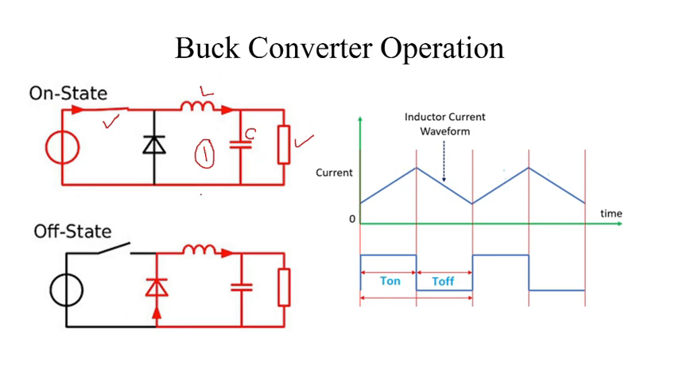Okay, during the on state, the load is getting the power from the source, and during the off state, the load is carrying the current through this diode, inductor and then load. So that means the energy stored during the on state of the switch is now free-wheeled using this diode and filter circuit.